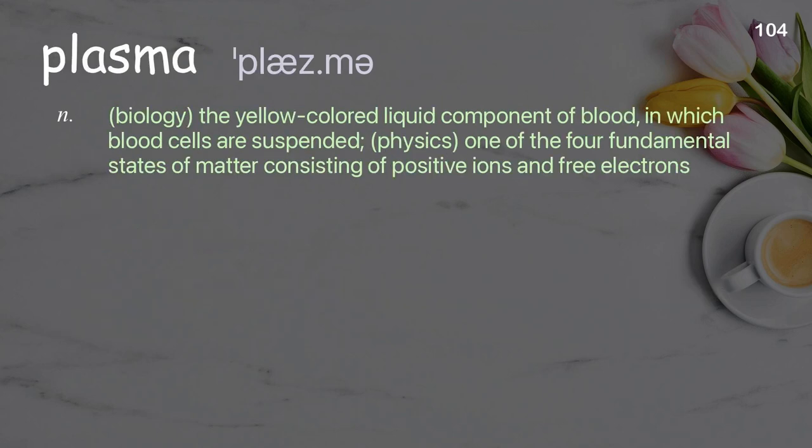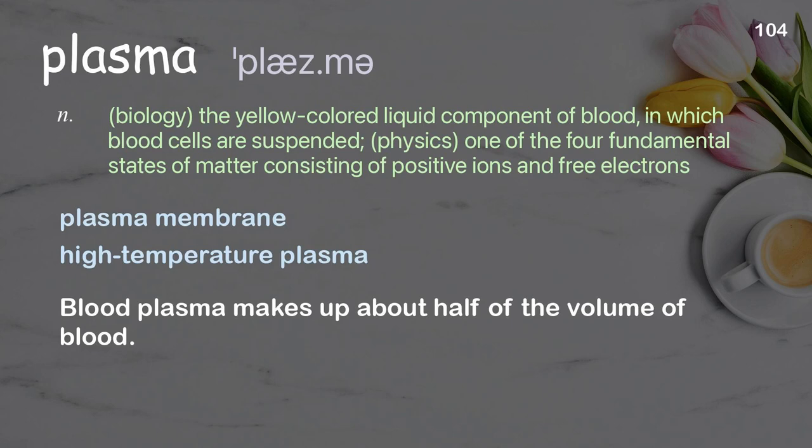Plasma. Biology, the yellow-colored liquid component of blood, in which blood cells are suspended. Physics, one of the four fundamental states of matter, consisting of positive ions and free electrons. Examples: plasma membrane, high-temperature plasma. Blood plasma makes up about half of the volume of blood.